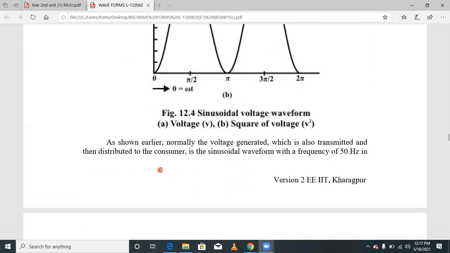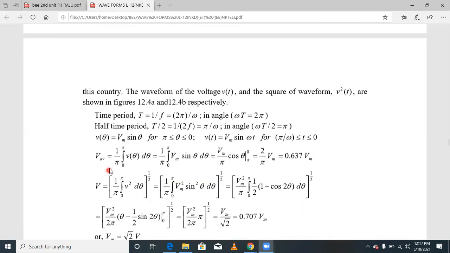So V average is equal to 1 by pi integral 0 to pi V of theta into d theta, that is equal to 1 by pi integral 0 to pi Vm sin theta into d theta. Substitute here and integrate, and you will get V average is equal to 2 by pi into Vm, that is equal to 0.637 Vm. This is the average value of a sinusoidal waveform.